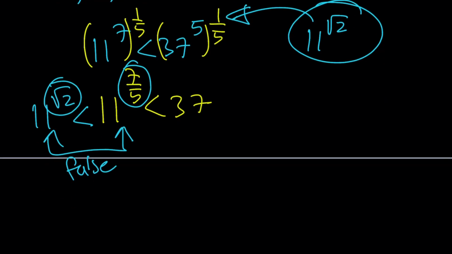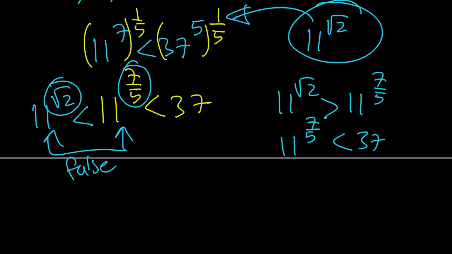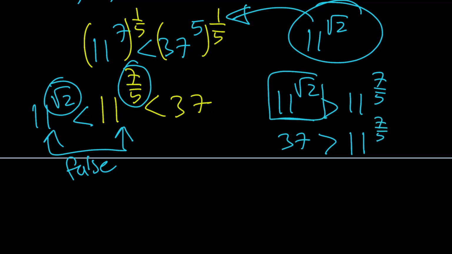So we kind of have something like this. 11 to the power root 2 is greater than 11 to the power 7 over 5. And 11 to the power 7 over 5 is less than 37. Make sense? Or in other words, if you write it the other way around, you can write it like this too. You can say, hey, we have 37 being greater than 11 to the power 7 over 5. So there are two numbers that are greater than the same number, but we do not know which one is greater. Make sense? Okay.